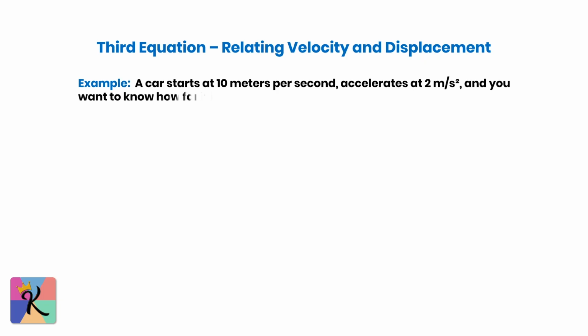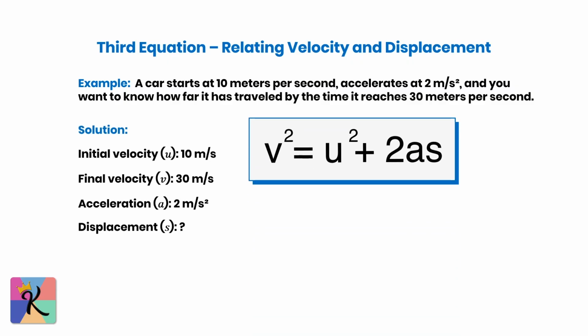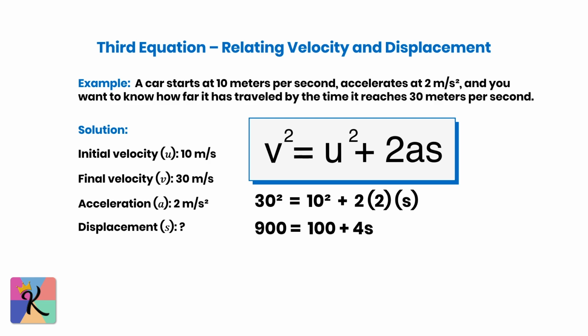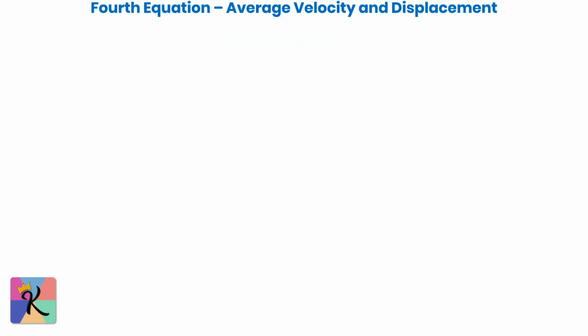Let's try a new scenario. A car starts at 10 meters per second, accelerates at 2 meters per second squared, and you want to know how far it has traveled by the time it reaches 30 meters per second. Using the equation v squared equals u squared plus 2as, we substitute in the values. 30 squared equals 10 squared plus 2 times 2 times s. Solving this gives s equals 200 meters. The car travels 200 meters before reaching 30 meters per second.